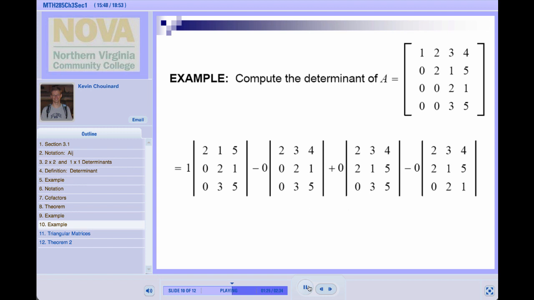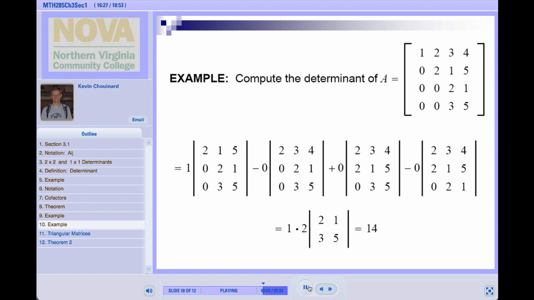We can calculate this 3 by 3 determinant using cofactor expansion. Again, we want to pick the row or column that has the most zeros in it. And in this case, this is going to be the first column of the matrix 2, 1, 5, 0, 2, 1, 0, 3, 5, because that first column is 2, 0, 0.